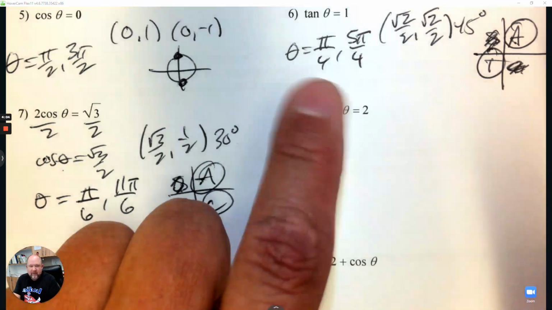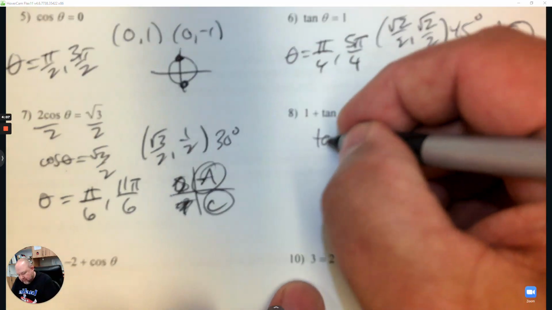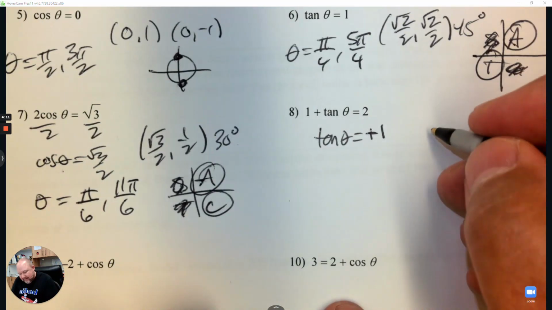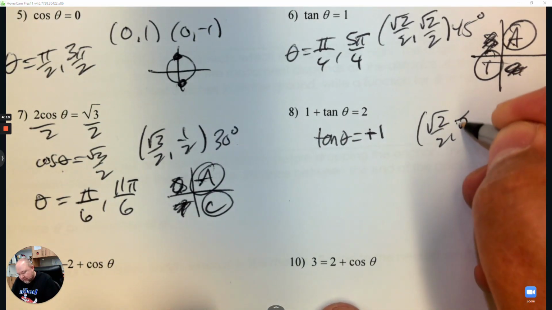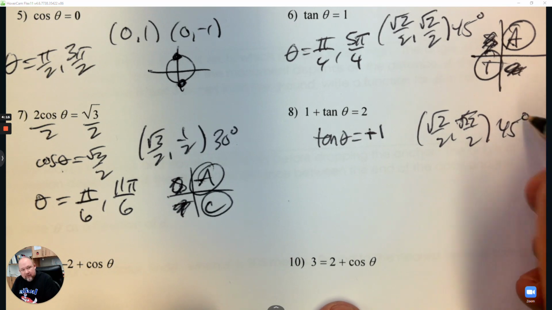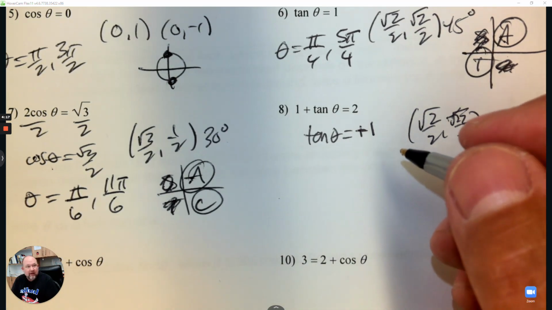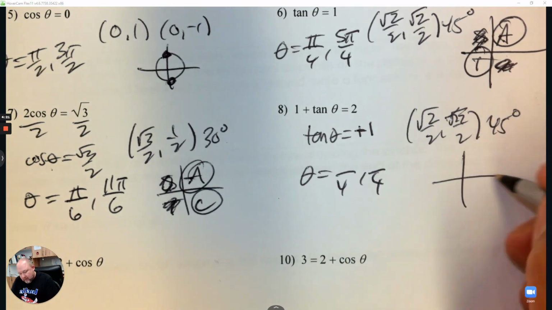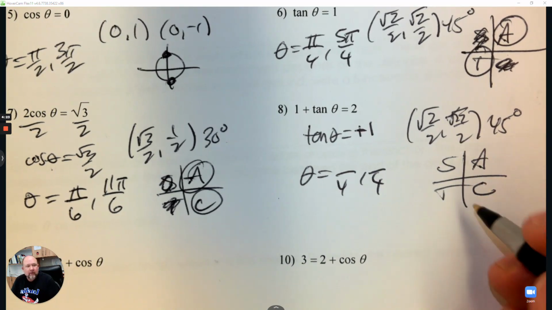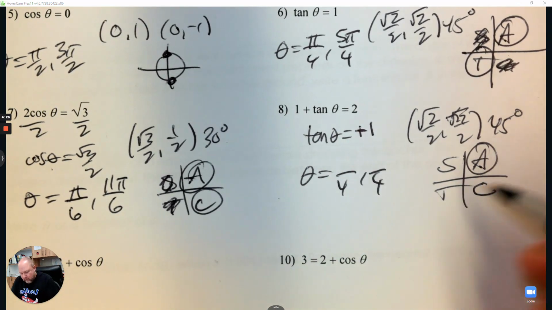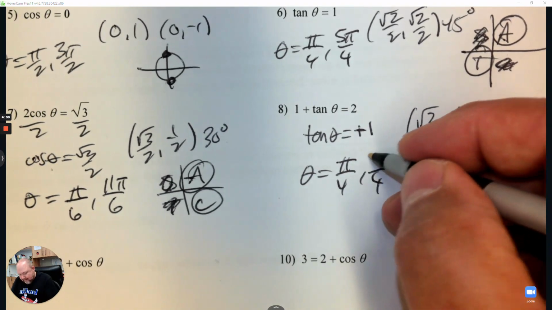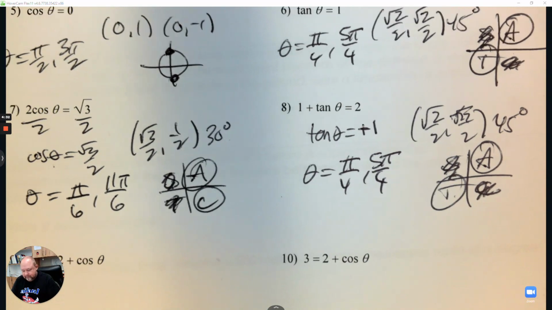Number 8, press pause and try it. We're going to subtract 1. That's positive 1 when you subtract. That's root 2 over 2, root 2 over 2. That's 45 degrees. Sometimes you know it right away because we do them enough. And then what quadrant are we in? Where is tangent positive 1? In 1 and in 3. So that's 1 pi over 4 and that's 5 pi over 4. Number 9.